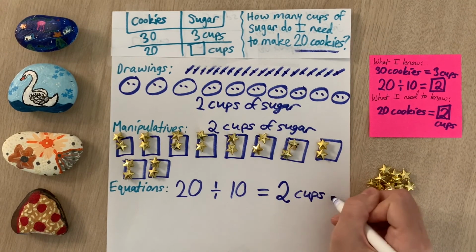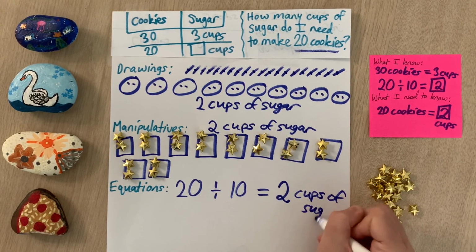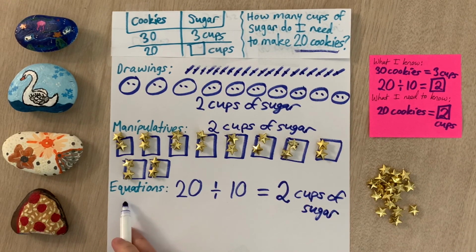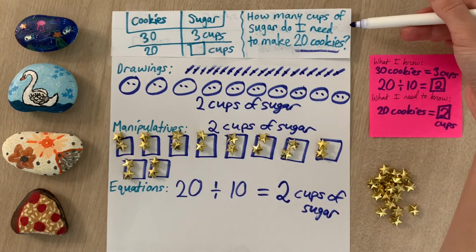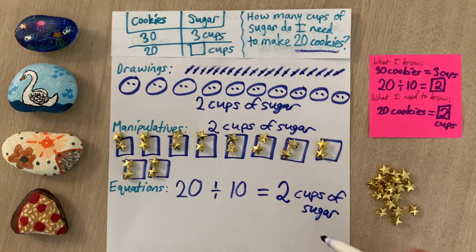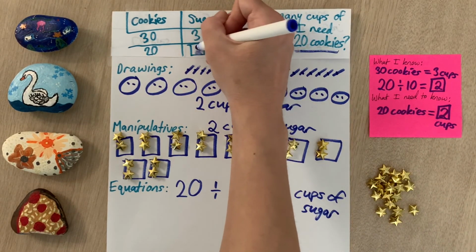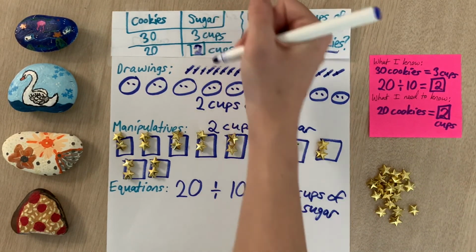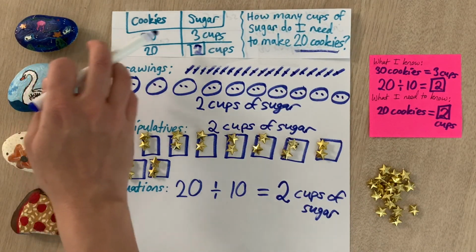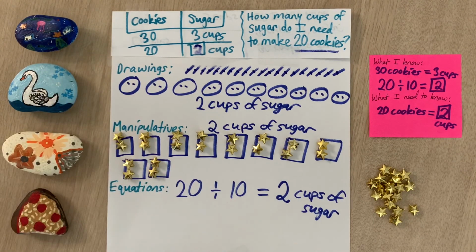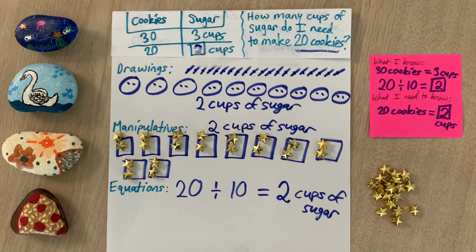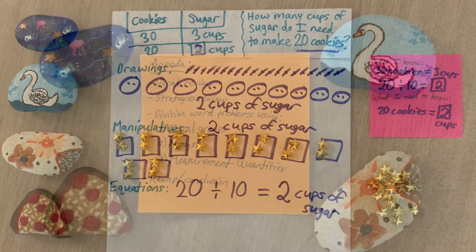And let's make sure to add our unit, which is cups of sugar, to get our final answer. So our equation would read 20 divided by 10 equals 2 cups of sugar. So how many cups of sugar do I need to make 20 cookies? I would need 2 cups. And again, we'll learn about proportions in a different lesson, but if 3 cups makes 30 cookies, then 2 cups makes 20 cookies. So again, we found out that we need 2 cups of sugar to make 20 cookies.